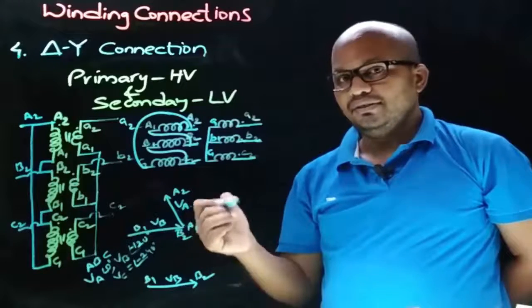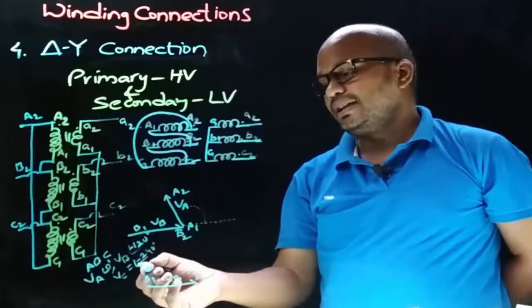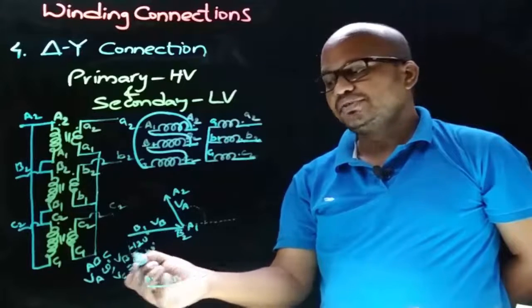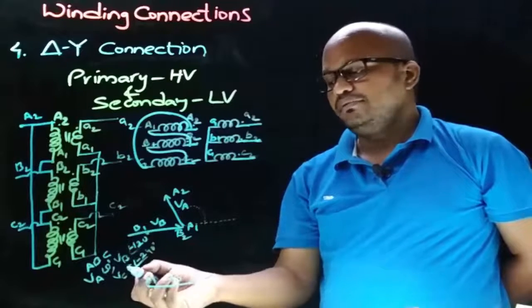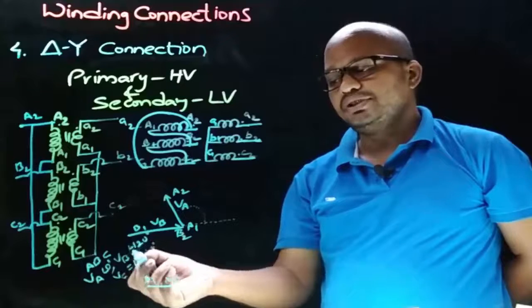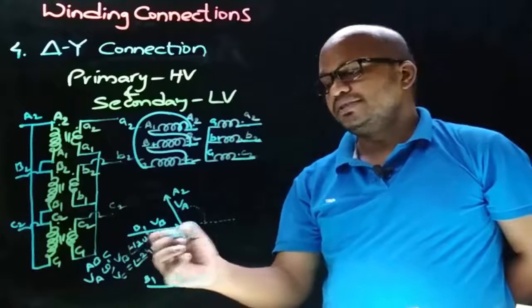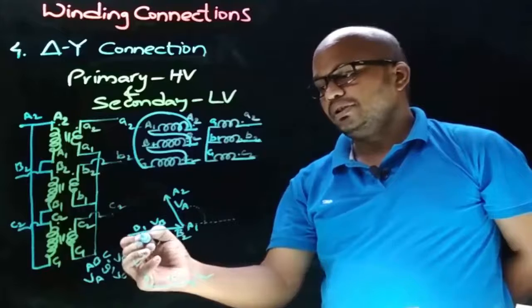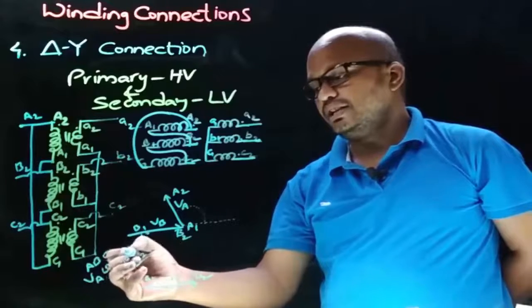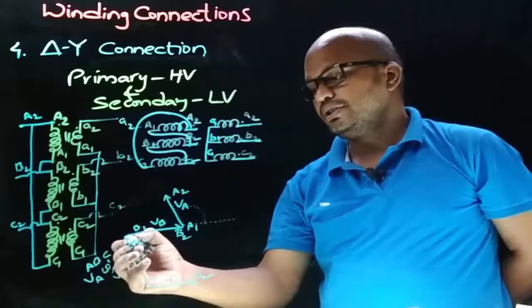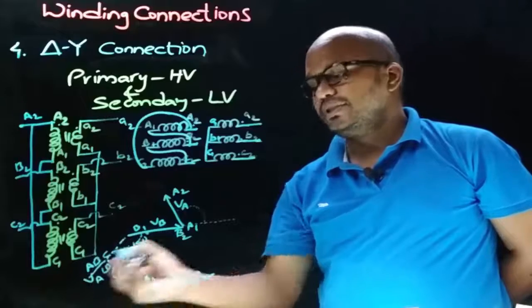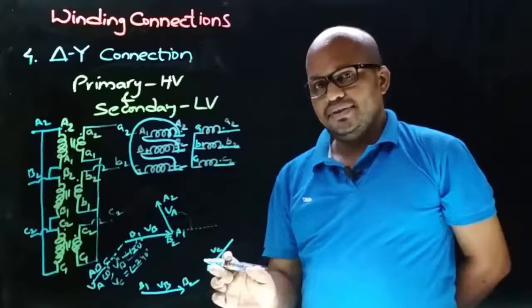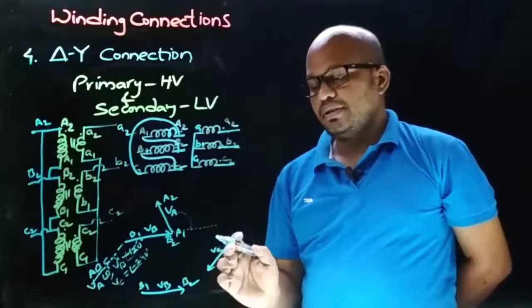Now let's draw the VC phasor, which will be at an angle minus 240 degrees from VA, or we can say that VC will be at an angle minus 120 degrees from VB. So as this is VB, from here in clockwise direction at an angle minus 120 degrees, there will be VC like this. So let's consider the VC phasor like this somewhere here.